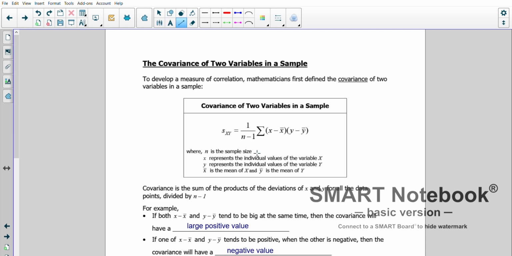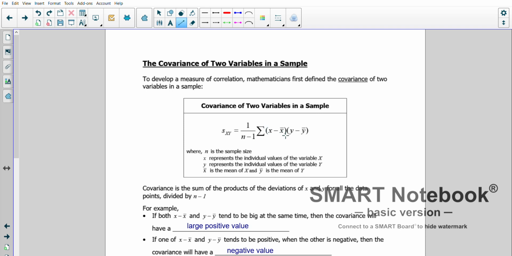So first, before we get into that, we'll talk about the covariance. The covariance of two variables in a sample. To develop a measure of correlation, you first define what's called the covariance. And again, it's this kind of scary formula here. We've seen these symbols before. This is the Greek letter sigma. It means the sum of.